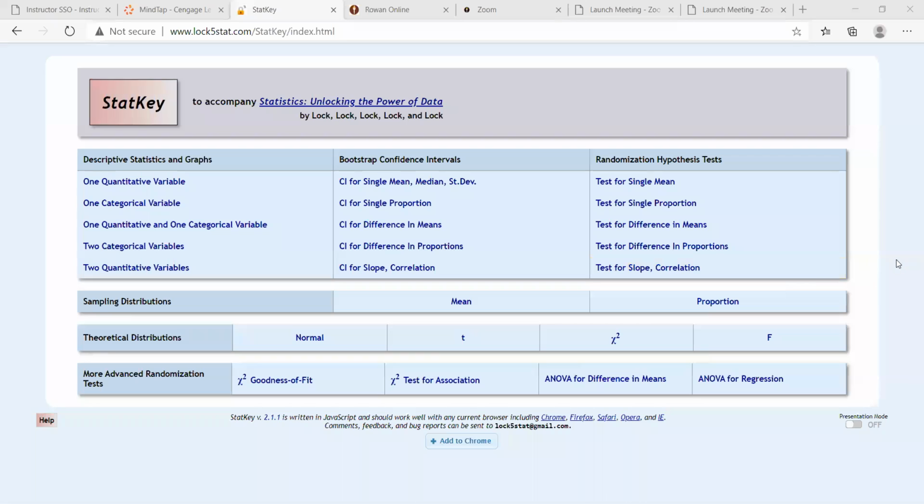Once again, this is the main screen for StatKey, and the third column here, where it says randomization hypothesis test, is the place where you would run hypothesis tests. As a student, you can always go in here and play around. You're not going to break anything. Definitely not. The hypothesis tests are the first 4 listed here, the first 4 I'm going to go over today.